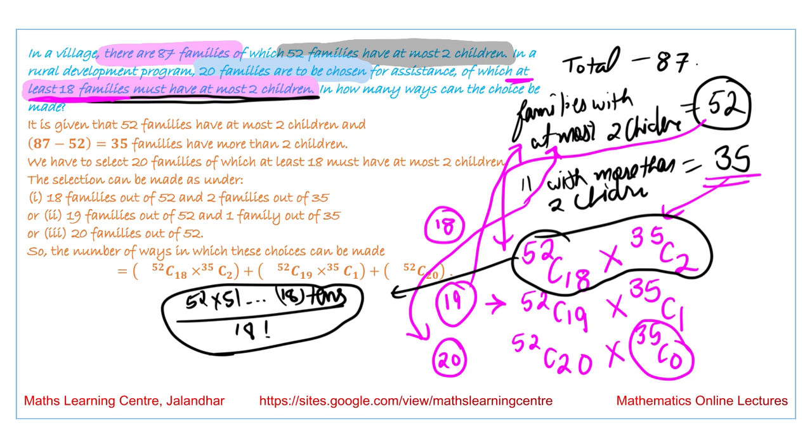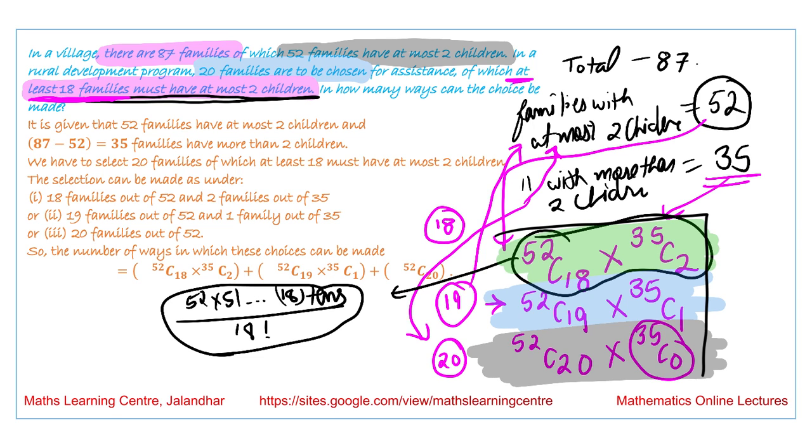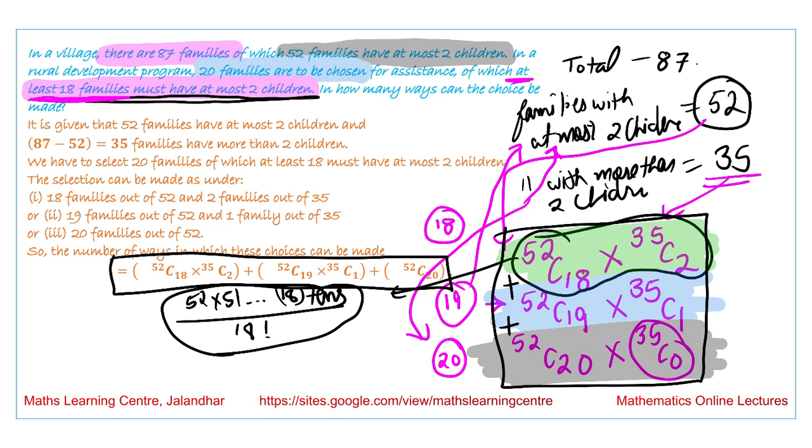So now we are counting the total number of cases. These are all separate cases. Either the first case can happen, or the second, or the third. Any one of these three cases can happen. So by the fundamental principle of addition, the sum of all these values will give us the final answer.